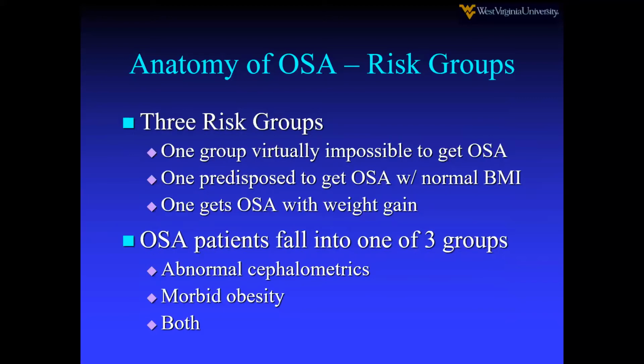I had a patient that I remember very distinctly. When he would go over 180 pounds, he would begin to snore. His wife would tell him, and he'd start to lose weight again. And for them, that worked pretty good. But the obstructive sleep apnea patients, once you have obstructive sleep apnea, there's three groups. There's the abnormal cephalometrics or facial skeleton, and then morbid obesity or both.